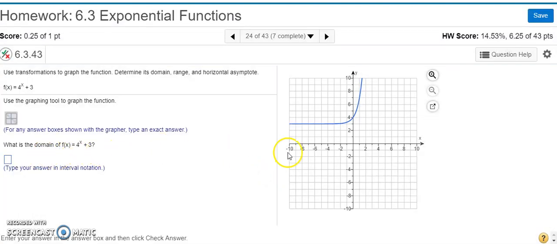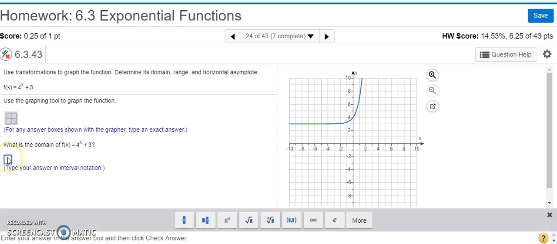So now what's the domain? Your exponential function's domain is always going to be all real numbers. You can plug any real number into that exponent up there, and you're always going to get a solution. So our domain is going to be going from negative infinity to positive infinity.